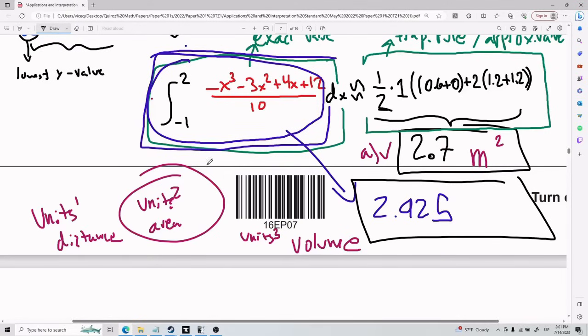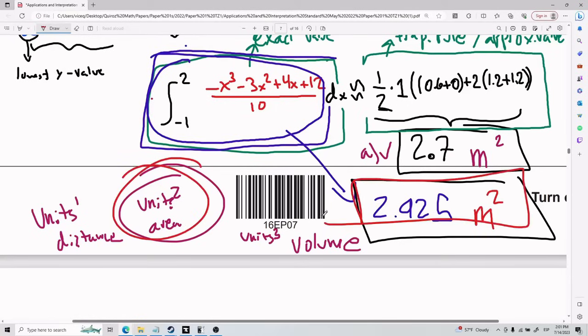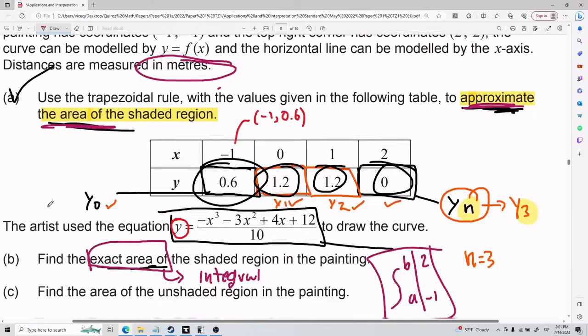I am missing something. Correct. The units. Squared. Why is it squared? Because we're talking about area. Boom. That is part B. Say no more. We move on.